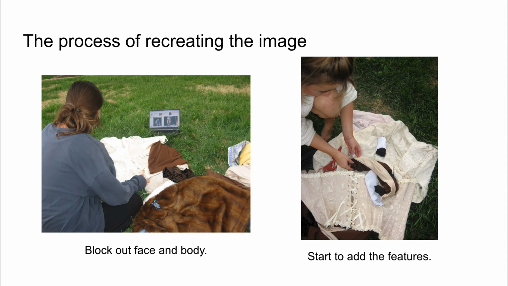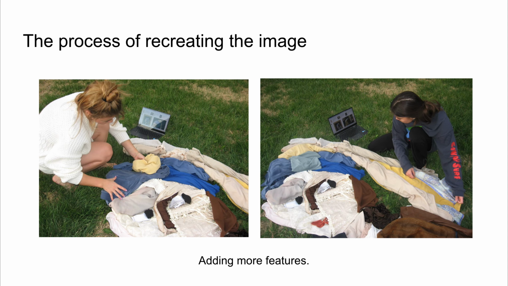And then the next process was to block out the face and body. That was kind of my job. I just had to make sure that all the proportions were right, and the shape of the face matched the shape of the body. And then my friend went in and started to add the features. This is like the nose and the eyes, the lips, the mouth, some of the shadowing, like the contours. And then we continued on just adding more features.